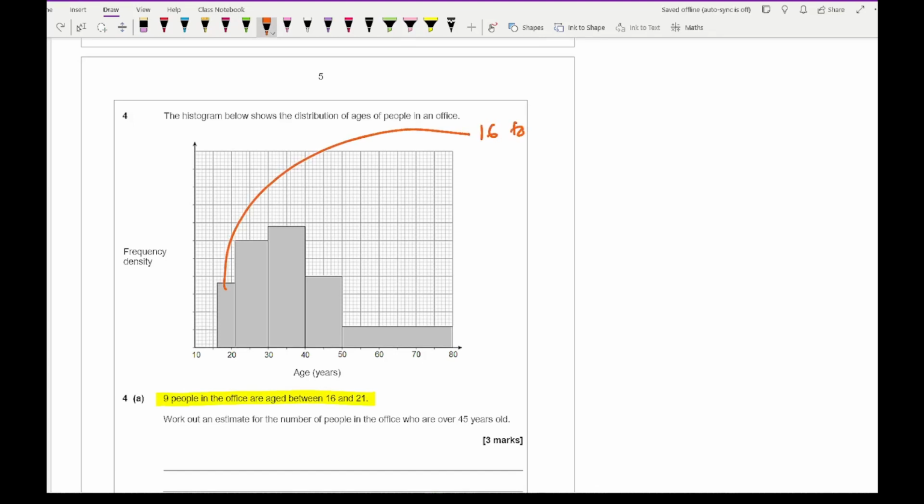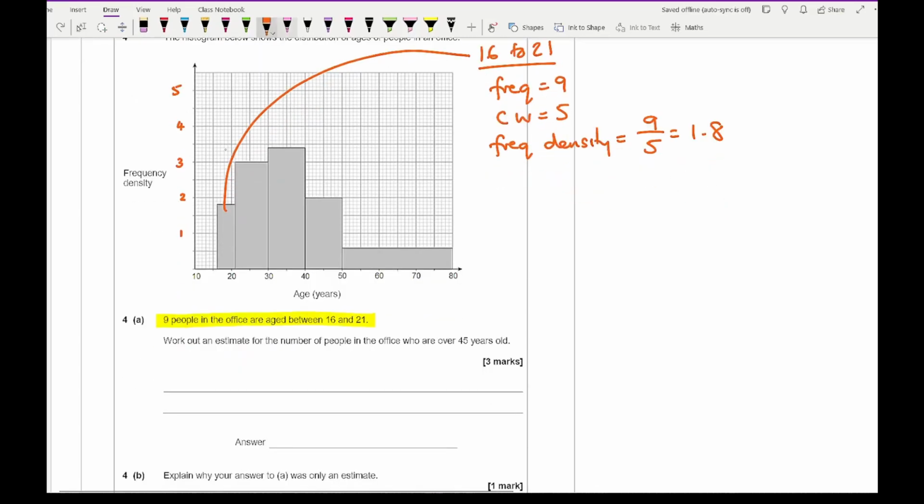So 16 to 21, I know the frequency, which is 9, and the class width, which is 5, because 21 take away 16. So that means that the frequency density is going to be 9 divided by 5, which gives me an answer of 1.8. So that bar is at 1.8, which then enables me to label the scale. So it's going to be going up, every little box of 10 going up is going to be 1. So that's 4 and 5. So then from this, I can use the scale to work out what I'm wanting.